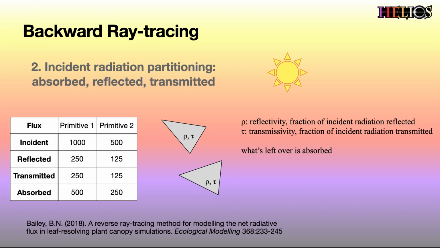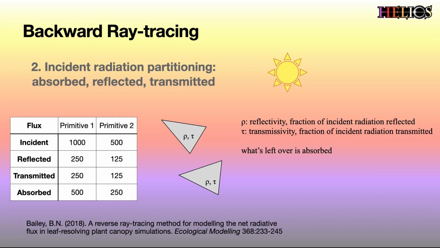Here's just a simple example. Let's say that we have our two primitives here. One of them has an incident radiation of 1,000 in arbitrary units. The other has an incident radiation of 500. Let's say that their reflectivity and transmissivity are both 0.25.